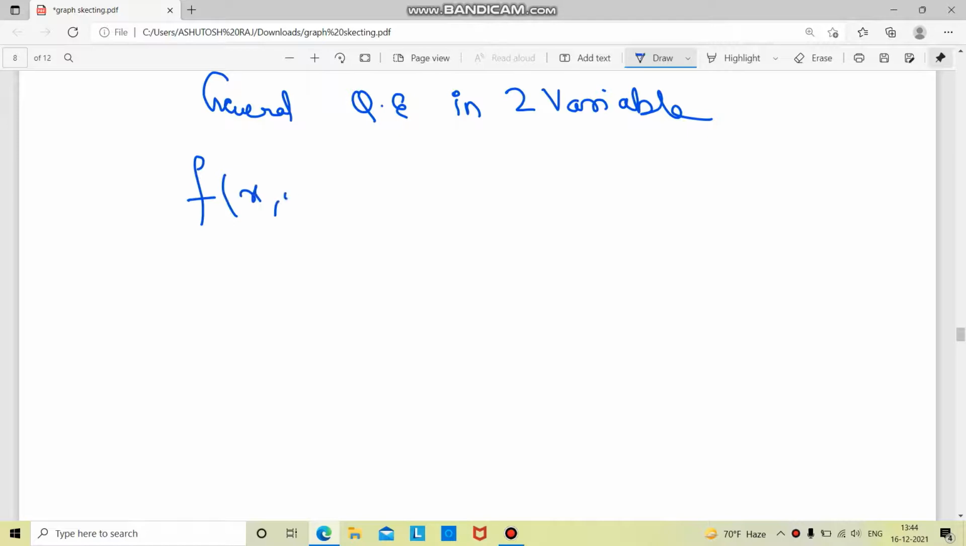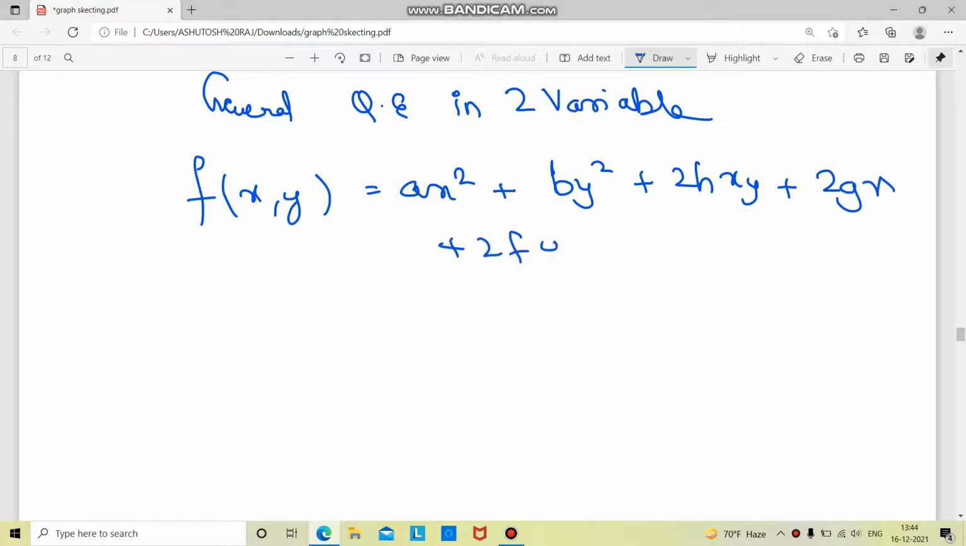Today we will discuss the general quadratic expression in two variables. It is given like this. General quadratic equation in two variables. We can write it as f of x, y is equal to ax square plus by square plus 2hxy plus 2gx plus 2fy plus c. This is a general quadratic equation in two variables.